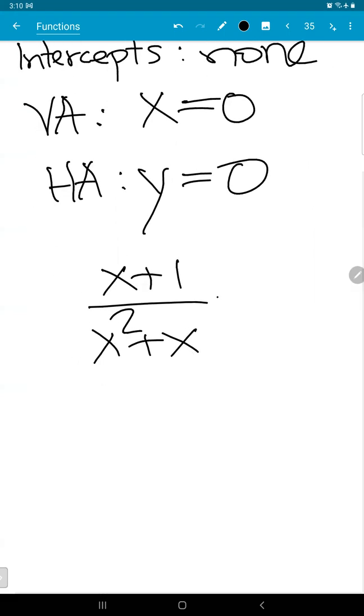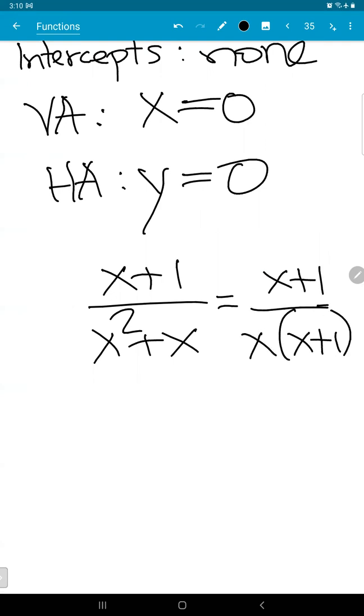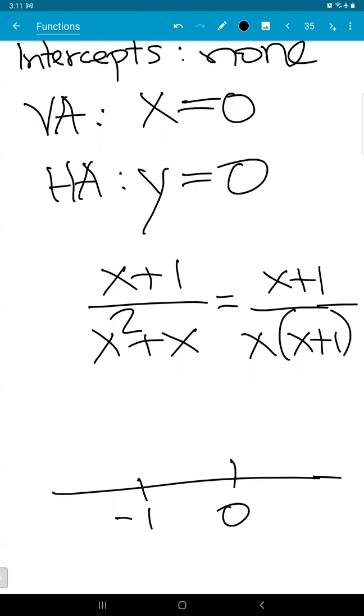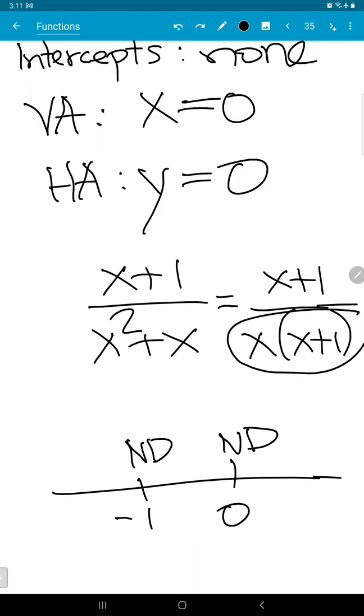So if you look at that one, again, in factored form, you will have two partition numbers, -1 and 0. And you would put ND. Okay, ND. And then you would have plus, minus, plus.